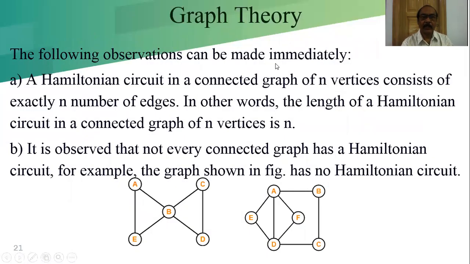The following observations can be made immediately. We can see a Hamiltonian circuit in a connected graph of n vertices consists of exactly n edges. That is the easy and obvious thing. In other words, the length of a Hamiltonian circuit in a connected graph of n vertices is n, because there are n vertices, so you will get n edges.